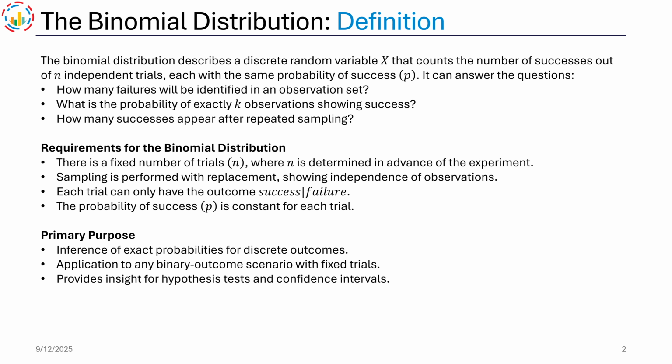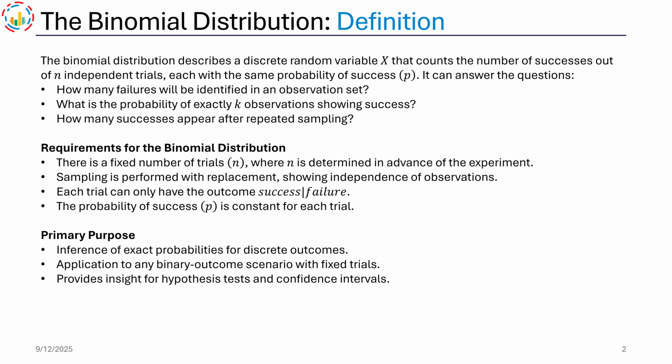To qualify as a binomial experiment, 4 conditions must be met. First, there is a fixed number of trials represented as n, the sample size. This is predetermined through statistical calculation in advance of the experiment. Second, as discussed previously, sampling must be performed with replacement to ensure independence of observation. Third, the outcome of each trial must be binary, generally referred to as success versus failure. Fourth, the probability of success must be a constant for each trial. Collectively, these are more technically referred to as Bernoulli trials, which are identically distributed and independent events with binary outcomes.